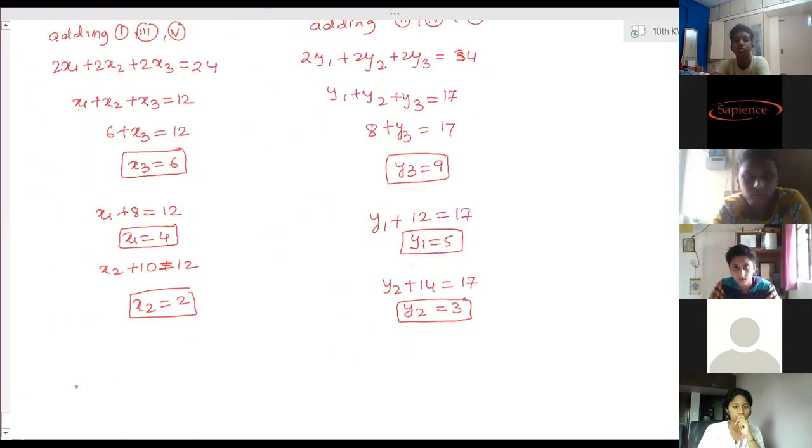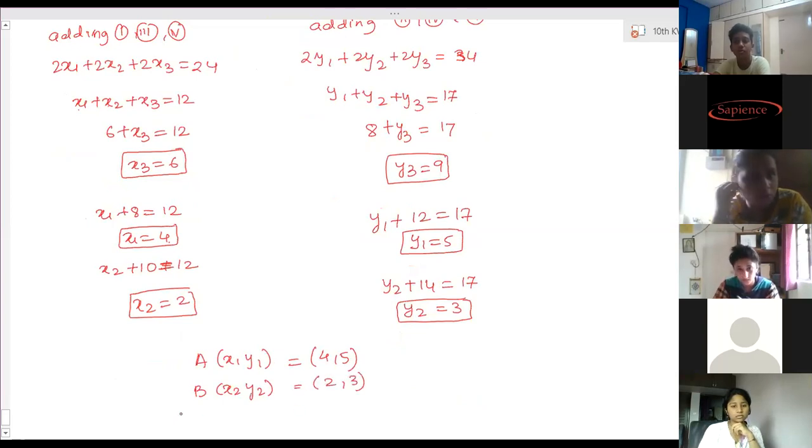So what are the coordinates? A is x1, y1. So what is x1? 4. Y1 is 5. So 4 comma 5. B is x2, y2. So x2 is 2, y2 is 3. And C is x3, y3, which we have calculated. So what is the value of x3? It is 6. y3 is 9. Clear?